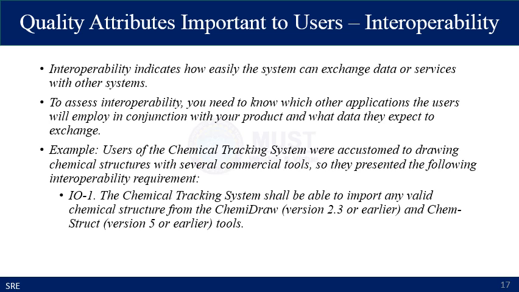Another quality attribute important to the user is interoperability. Interoperability indicates how easily the system can exchange data or services with other systems. To assess interoperability, you need to know which other applications the user will employ in conjunction with your product and what data they expect to exchange.